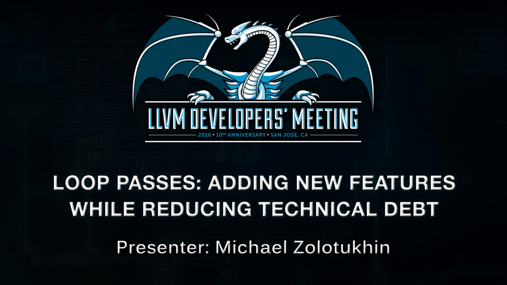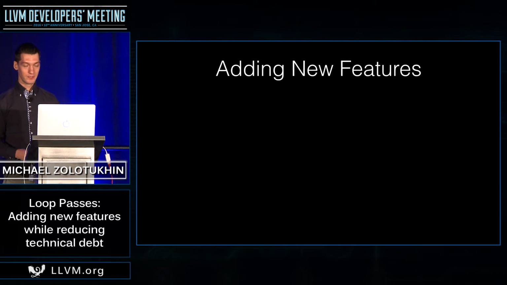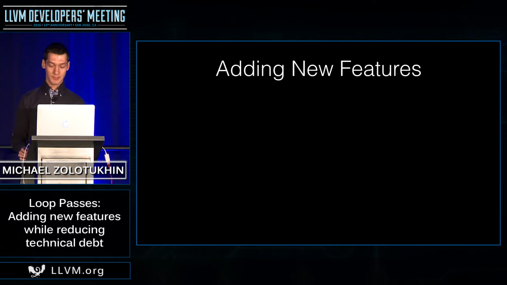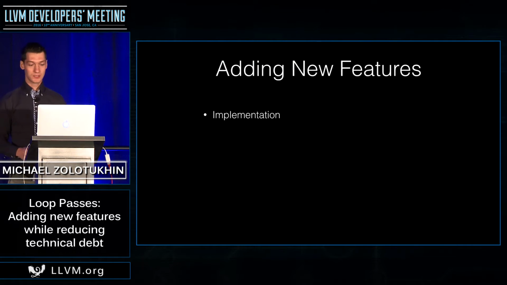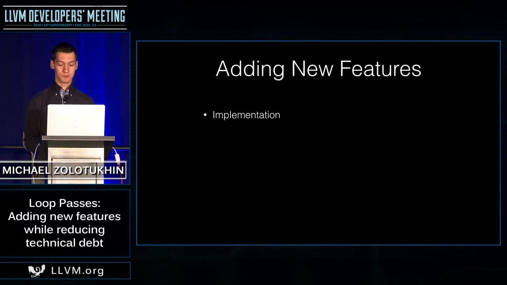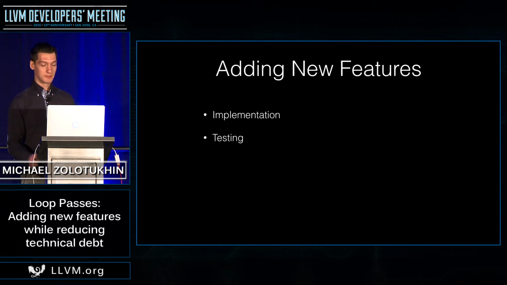So let's start. What does it take to bring up a new feature into LLVM? Of course, we start with the implementation. But in this talk, we will focus on other parts of the process and try to catch details that we sometimes forget there. So once we have the implementation, we usually proceed to testing.